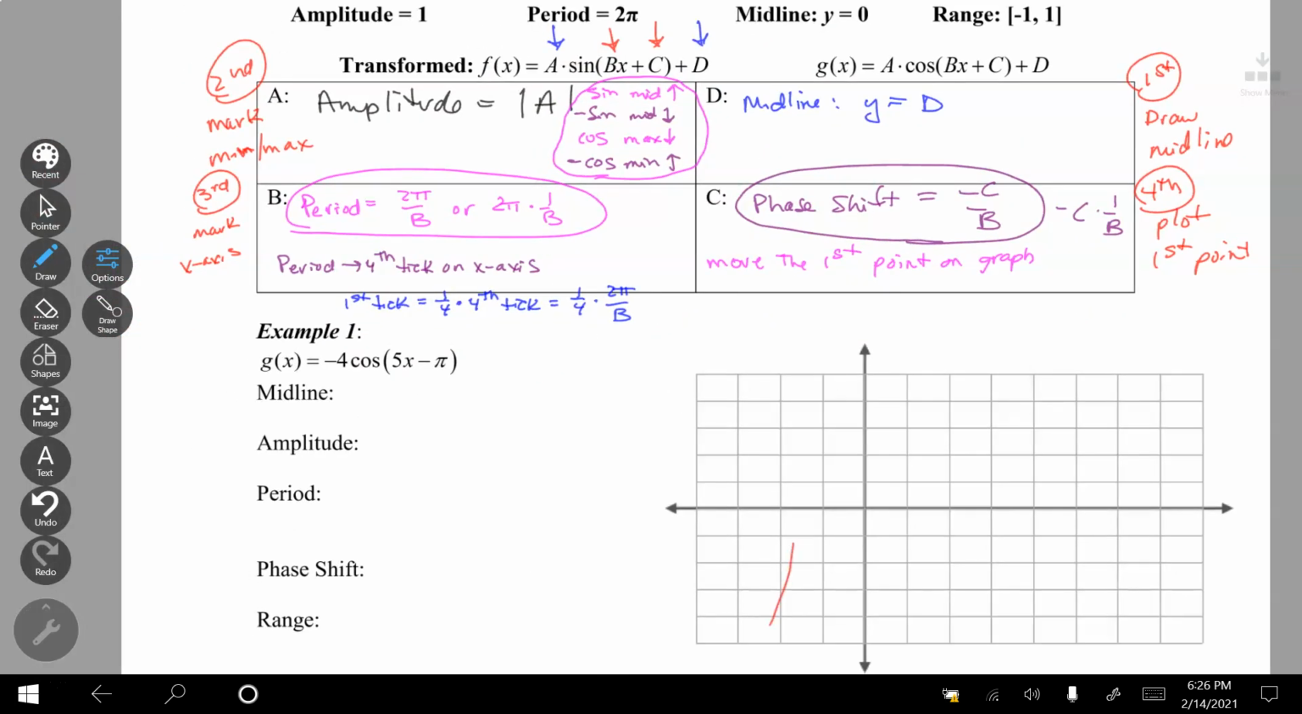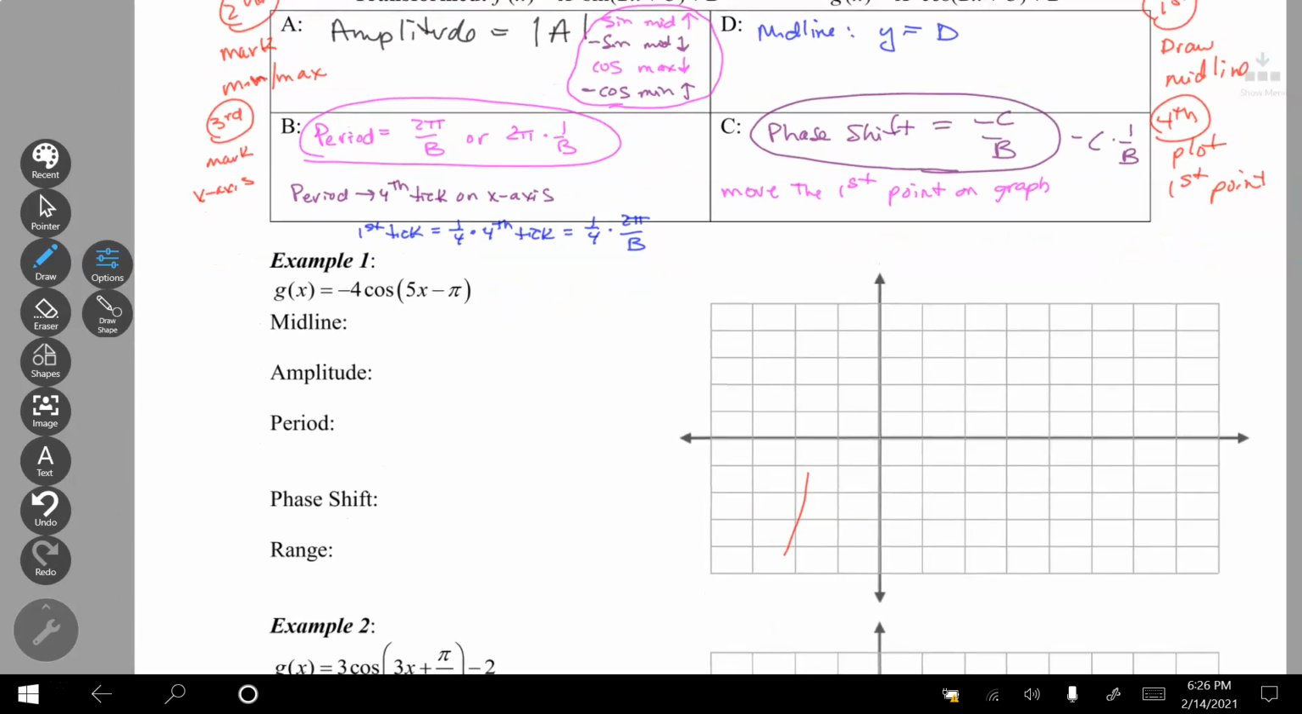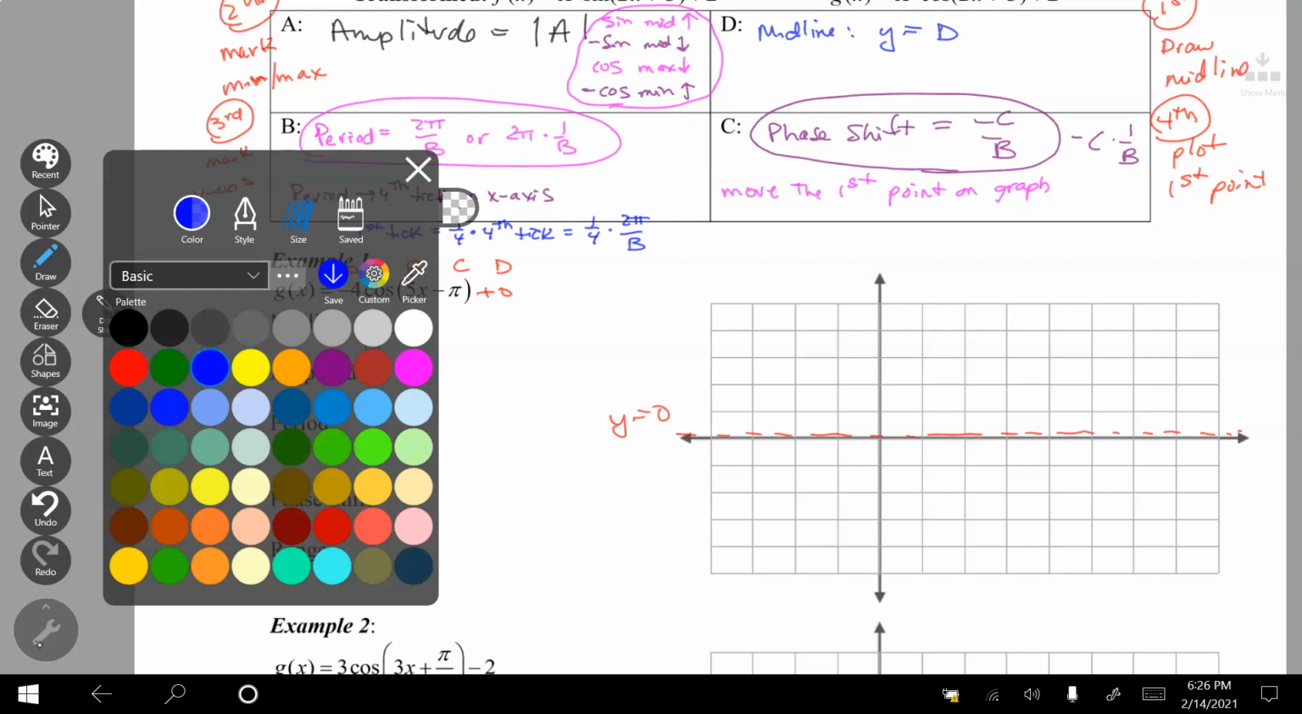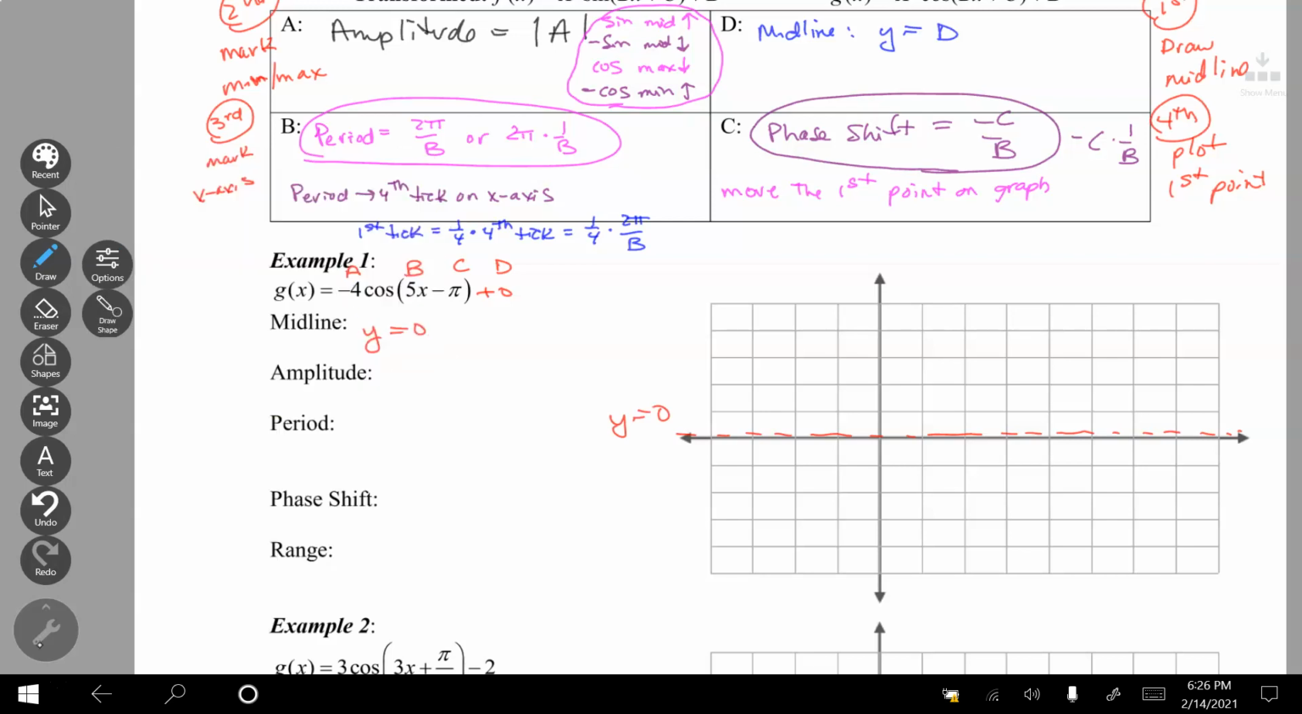So let's talk about an example. I'll erase all that. So I can tell right now I have the letters A, B, and C. And technically I have a D at +0. So my midline is y equals 0. I'll draw that across the page. My amplitude is my A value, which is equal to 4.